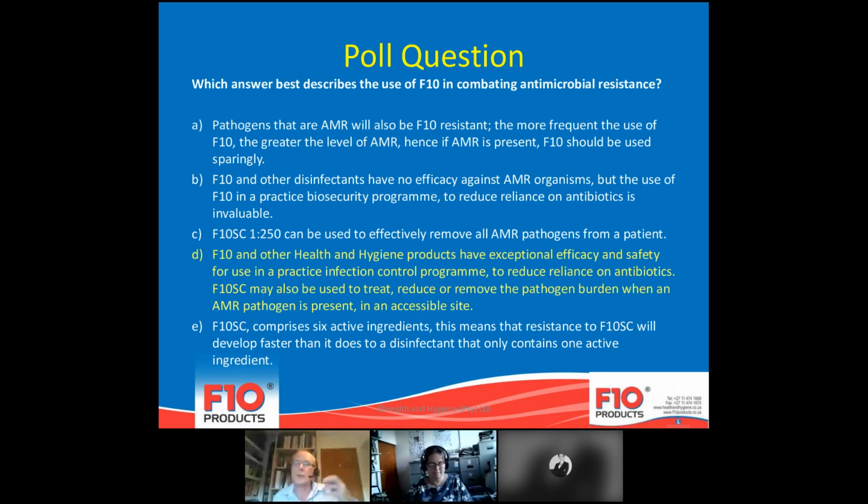That is good. But of course, F10 is very, very effective against a whole range of pathogens, including those with antimicrobial resistance. So we just look at A, pathogens that have antimicrobial resistance will also be F10 resistant. That is not the case. That does not happen. So I'm glad no one chose that one. And E, F10 SC comprises 6 active ingredients. This means that resistance to F10 will develop faster. No, it actually develops considerably slower. There is at the moment no record of resistance. At some point that may happen, but it will happen slower than it would to a single active ingredient.